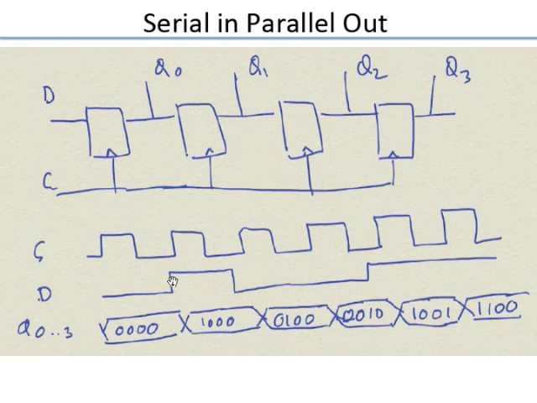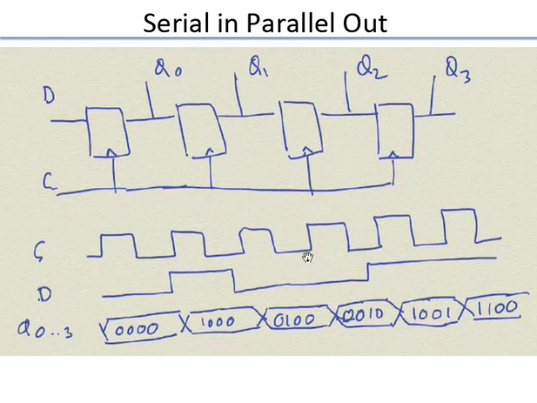I have my data which goes from 0 to 1 here just before the clock edge happens. And so this 1 comes into Q0. Q0 becomes 1 and everything is 0. At the next clock edge data has gone to 0. So I shift a 0 into Q0, but what was there in Q0 shifts to Q1 and so on. So it has shifted right by 1 bit. So I have 0, 1, 0, 0.